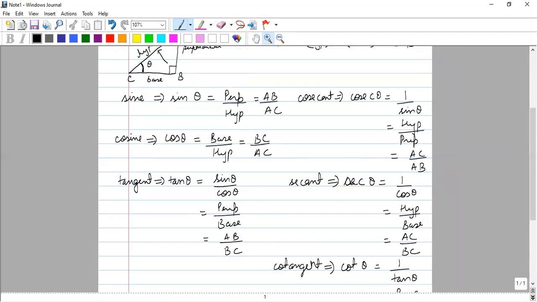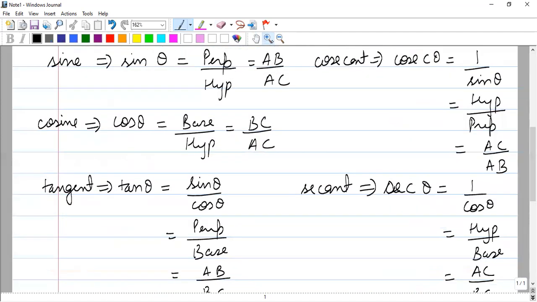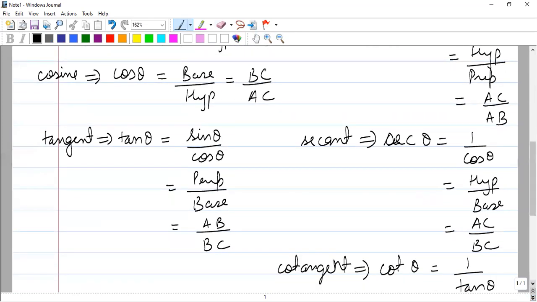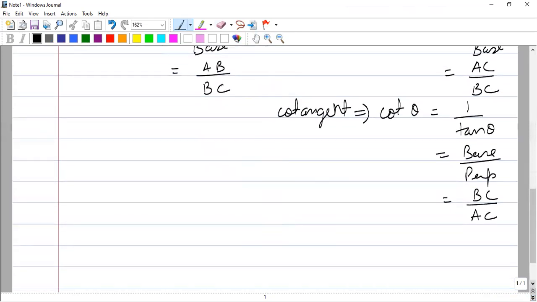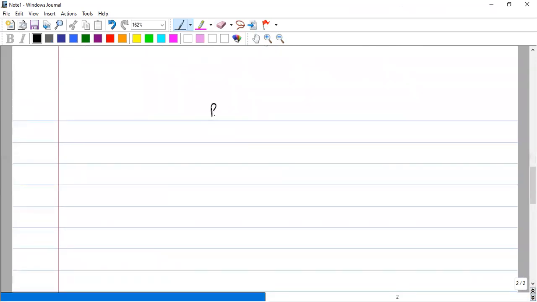Then let us do some questions for practice for the theoretical part we have discussed. Practice questions.